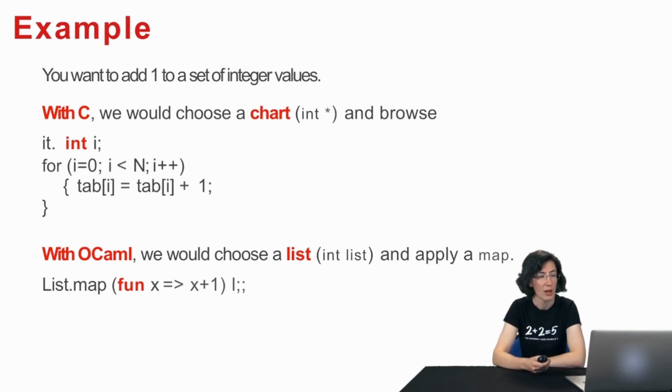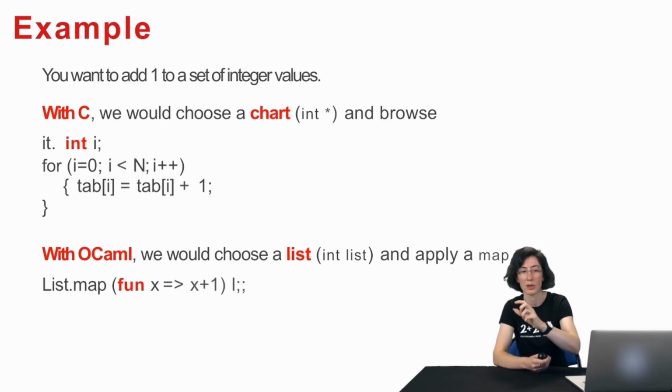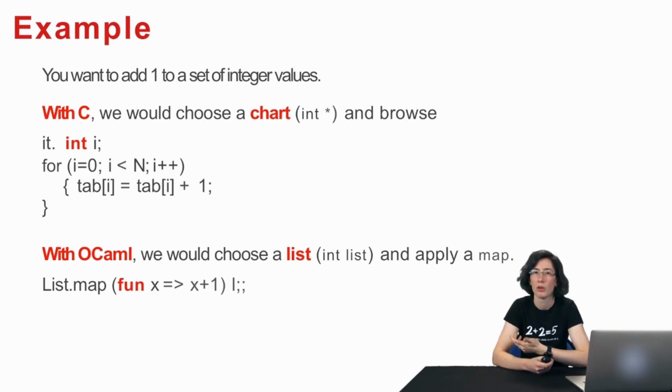On the other hand, with OCaml, we would rather choose a list, because it is a more functional language. So instead of having a pointer or a chart, we would have an int list, an integer list, and we would apply an operator with a map, which will apply a function on every element of the list. This map takes a function which associates an integer with a successor integer. We would perform this map, which takes a function as an entry, and that list, which will successively apply +1 to all the elements of the list.